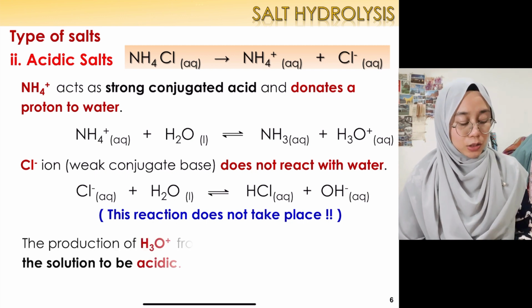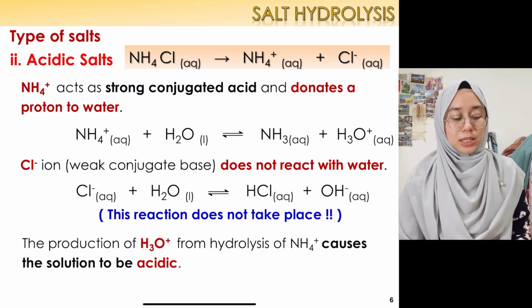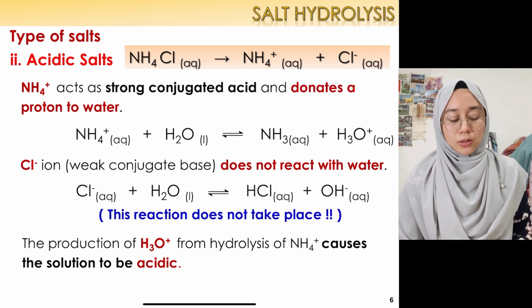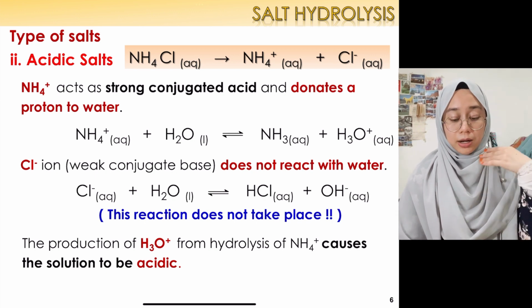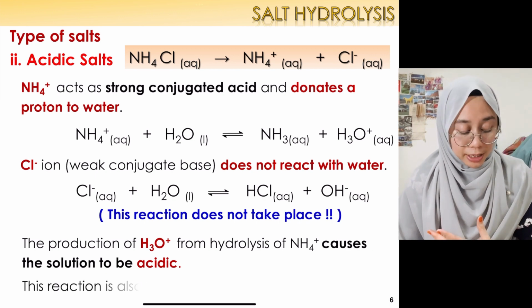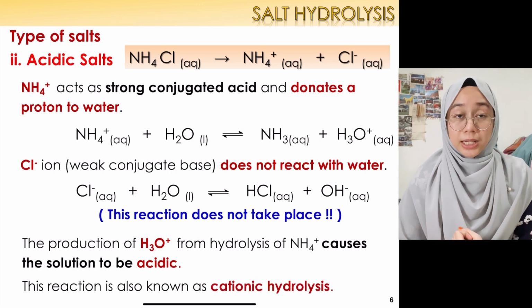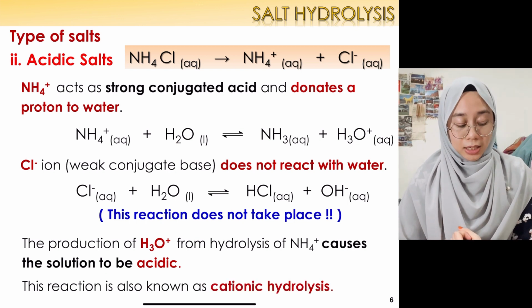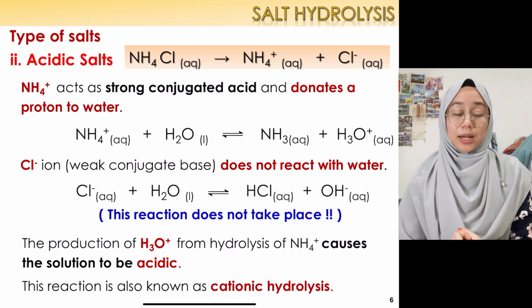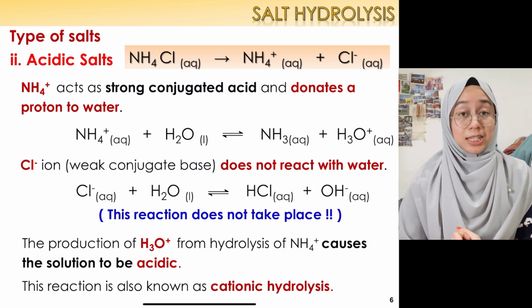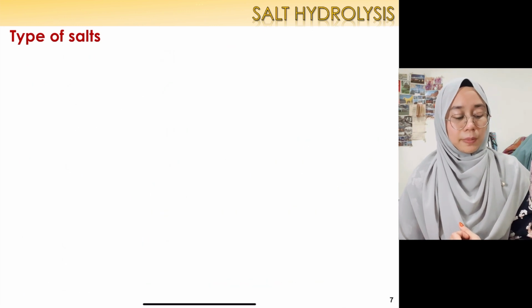Okay, so the production of H3O+ from the hydrolysis of NH4+ causes the solution to be acidic, because kita produce banyak H3O+, right? So that's why the solution akan jadi acidic. So this reaction is also known as the cationic hydrolysis. Okay, so next kita pergi kepada basic salt.